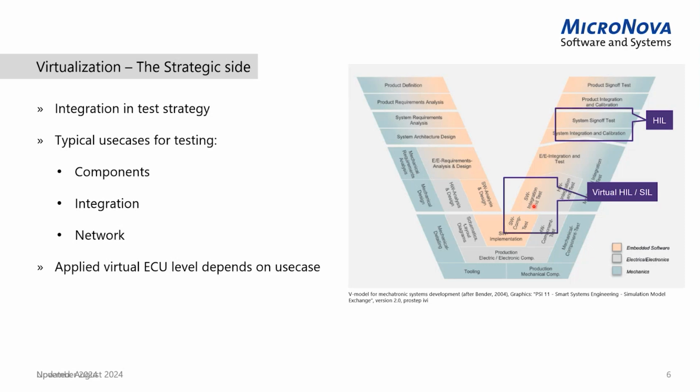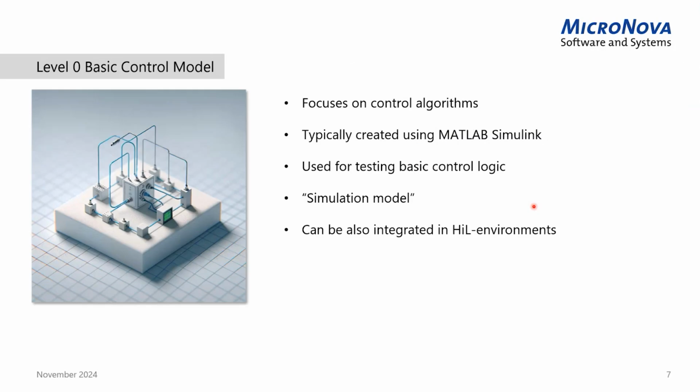So that's the medium flying level of the presentation for now. Let's get a little bit more into the details and concepts that we have here. So we had the basic control model, which focuses on algorithms, for example, and we also know this from the hardware in the loop simulator context, because this is what we usually refer to as a simulation model. Those are usually also integrated in hardware in the loop environments and are run alongside the hardware in the loop simulators, like the restbus simulation and so on.